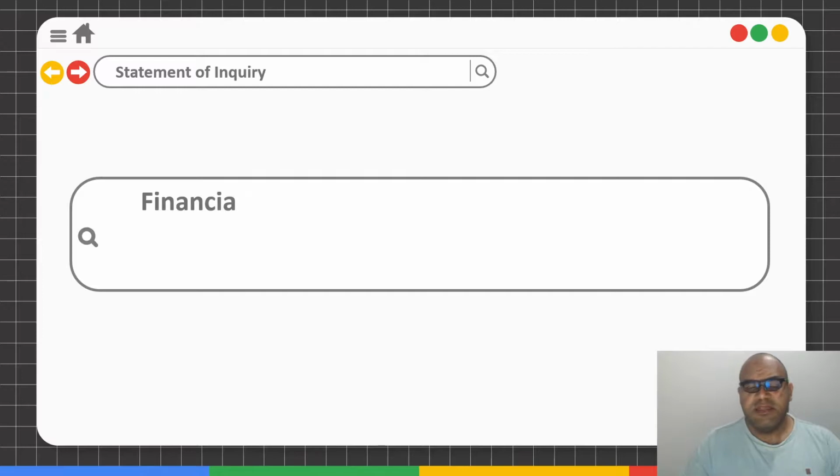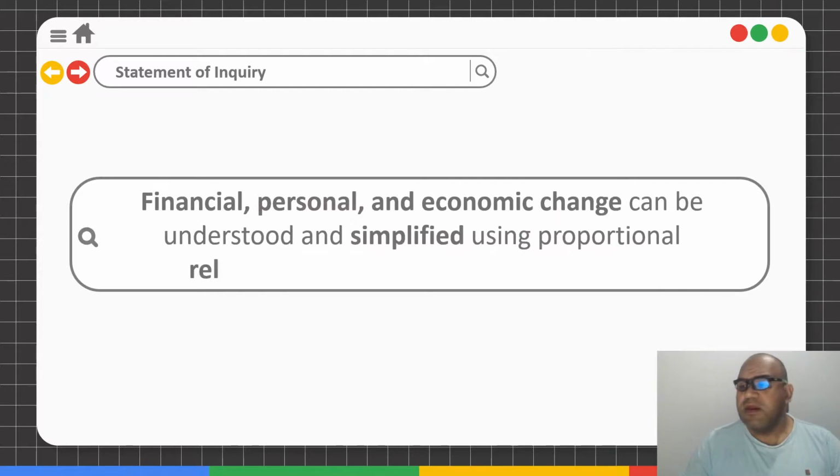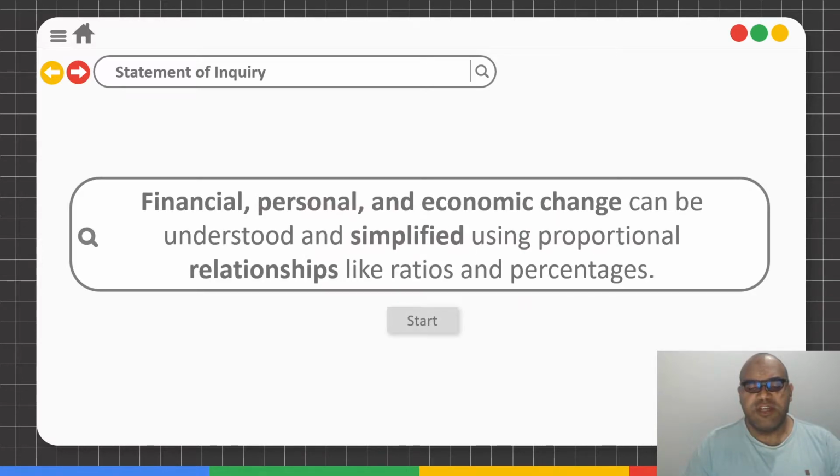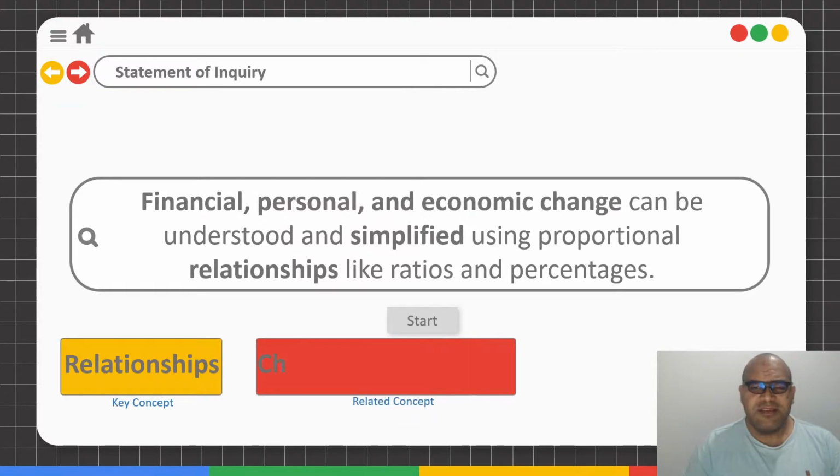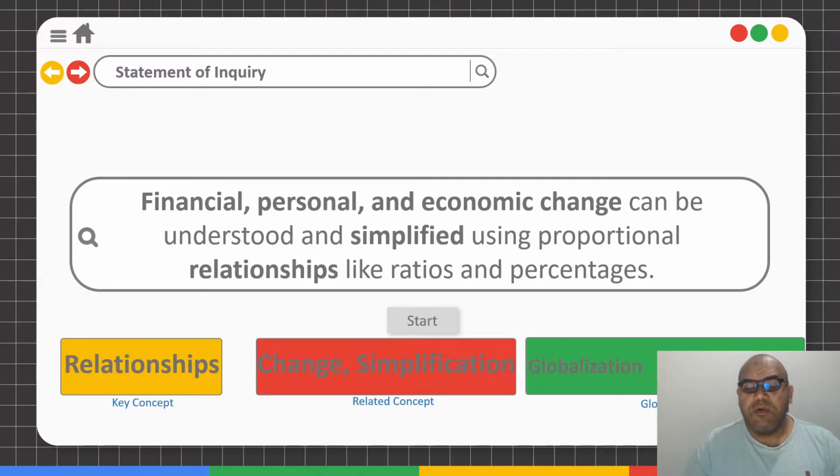Statement of inquiry, just so you remember, guys, why we are learning this. I would like to share it with you in all classes, just to remind you why we are learning this. Right now I would like to make sure you know why we are learning math. This is the why I'm sharing with you. Great. Financial, personal, and economic change can be understood and simplified using proportional relationships like ratios and percentages. This is the math why we are learning this. Great. Let's go ahead.